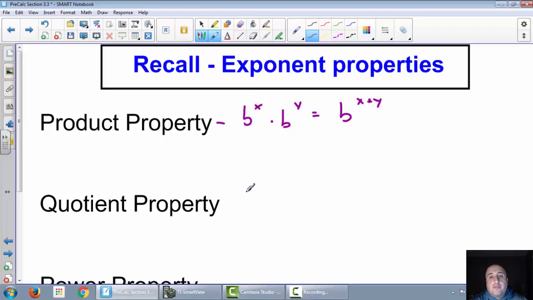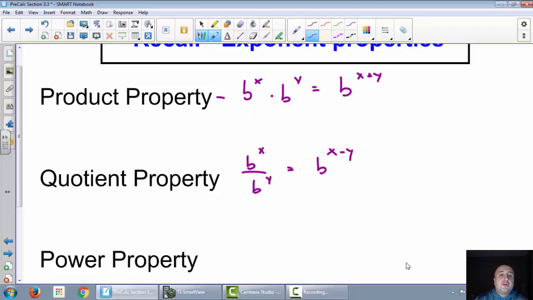The quotient property said that if you have the same base with a division problem, you subtract the exponents. You do the top minus the bottom. And then we had the third one, which was called the power property, that said if you have an exponent raised to another exponent, you multiply those exponents, x times y. And that's how you come up with your answers.